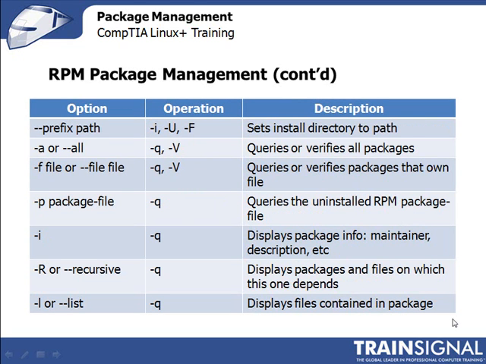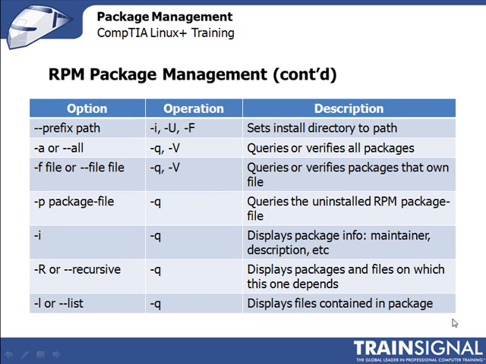Continuing with our options, --prefix path sets the install directory to the indicated path. -a or --all queries or verifies all packages. -f file or --file file queries or verifies packages that own the specified file. -p package-file queries the uninstalled RPM package file. -i displays package information like maintainer, description, and even more.